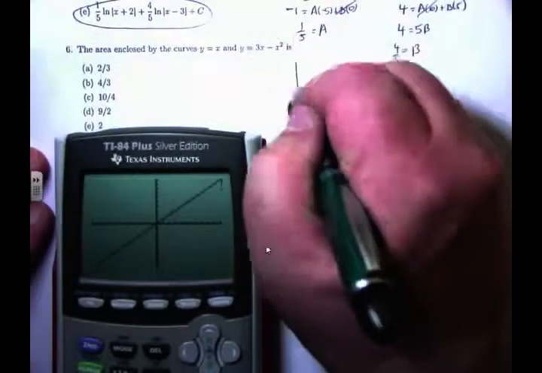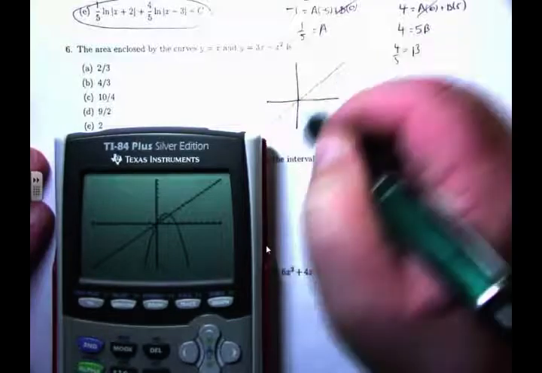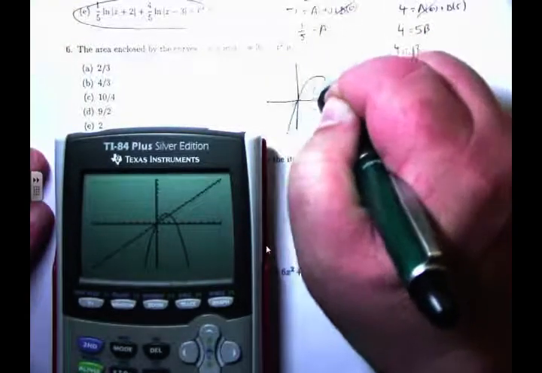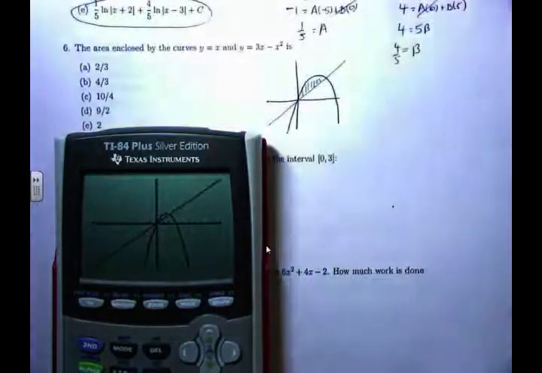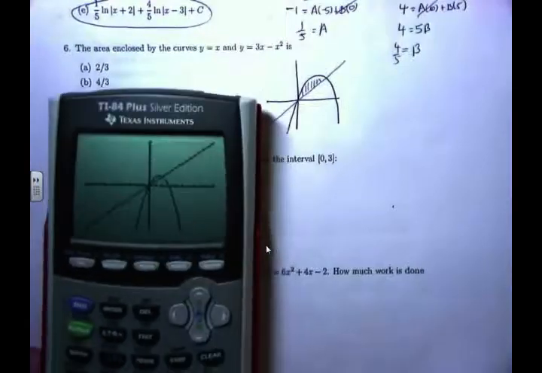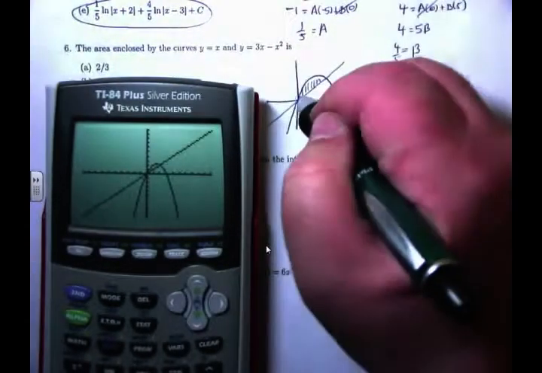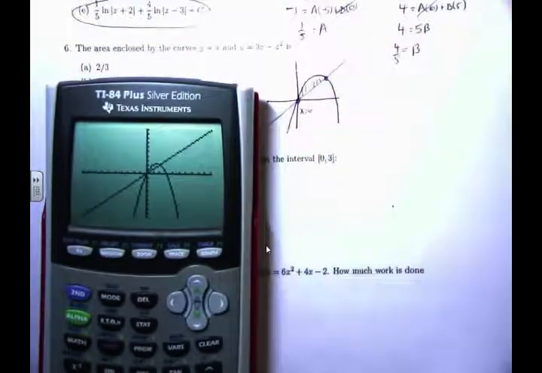So if I integrate this guy, looks like I got a nice y equals x, I can do that one. And the y equals 3x minus x squared looks like a parabola. So clearly this area is my interval that's captured between the two curves. But I've got to find my points of intersection. This one's pretty obvious. This is x equals 0. What is this other point of intersection?